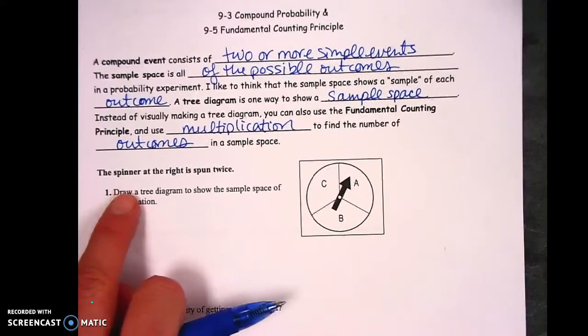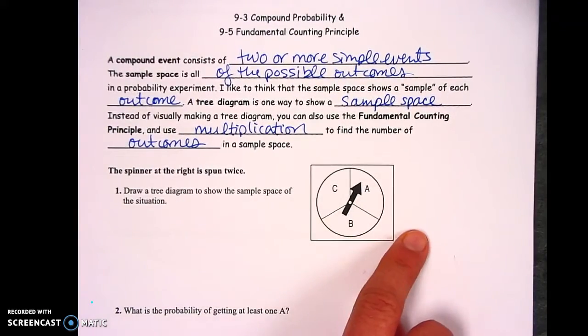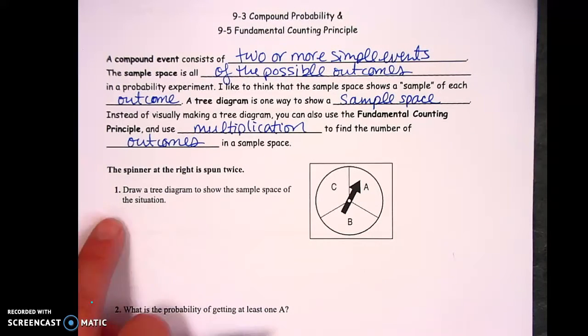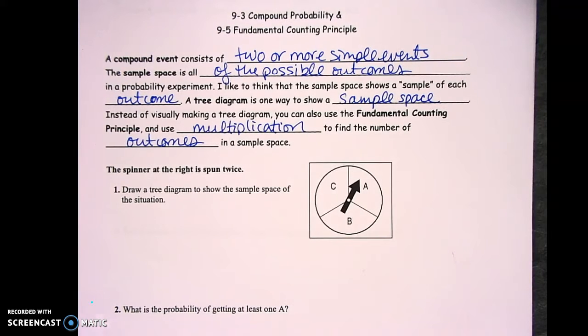So notice the directions. The spinner at the right is spun twice. It's a simple spinner, only 3 options. But what's everything going to look like now that this is compound probability and 2 things or more are happening? So number 1, draw a tree diagram to show the sample space of the situation. So one of the ways that we can show what's happening.